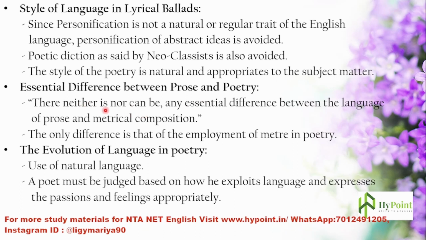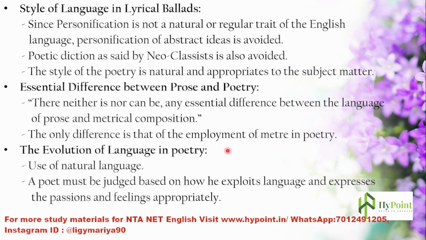There neither is nor can be any essential difference between the language of prose and metrical composition. That means the language of prose and the language of verse or poetry are both the same. The only difference is the employment of meter in poetry. So we use different kinds of meters in poetry. Other than that, there is no difference possible between the language of prose and poetry.